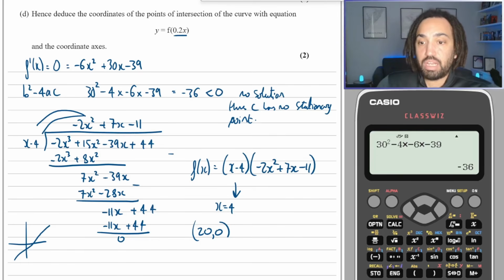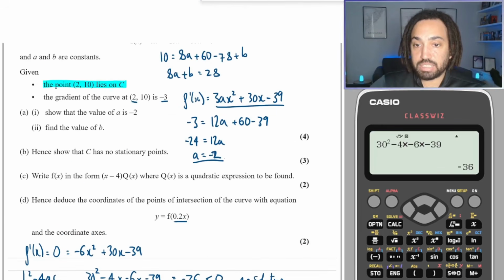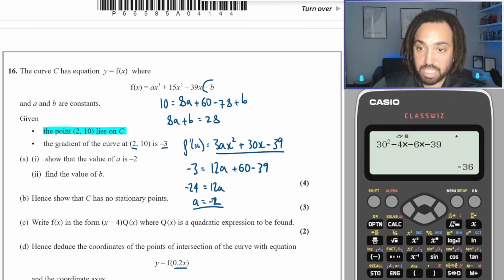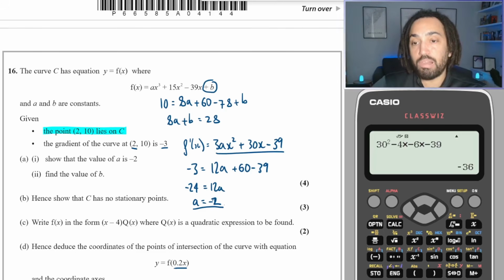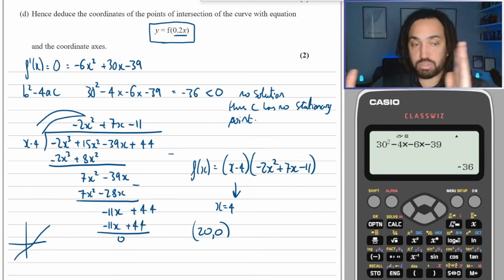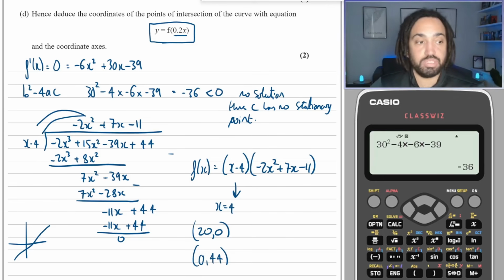Okay. It will also cross the y-axis. Now, where does the cubic cross the y-axis? Well, it crosses it at the y-intercept, which is plus 44. Now, this is not going to change through this graph transformation, because this only affects the x. It just squishes or stretches in the x. So the other intersection point will be 0, 44.